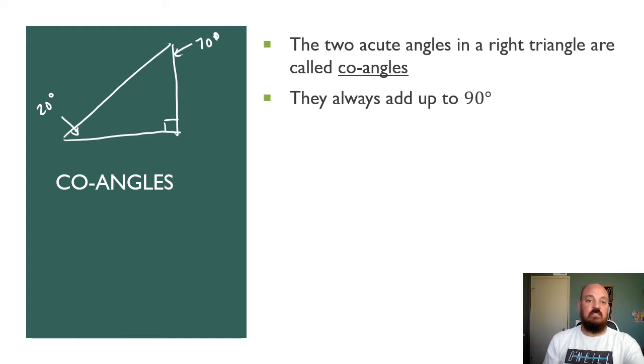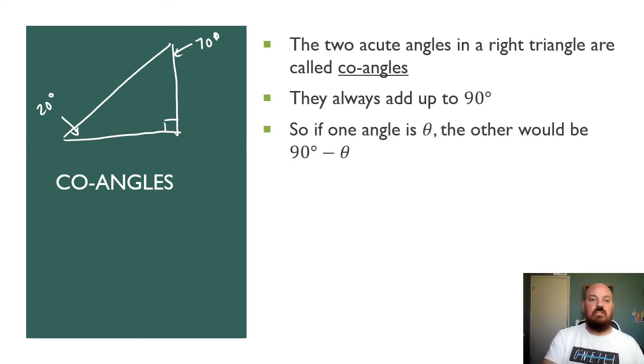Now what we want to do instead of that is let's make it a little bit more generic. So let's say this angle right here is theta. Theta, we'll do degrees again, theta degrees. If I wanted to figure out what the other angle is, I would subtract from 90. That would make the other angle 90 minus theta. Those are what we call coangles.